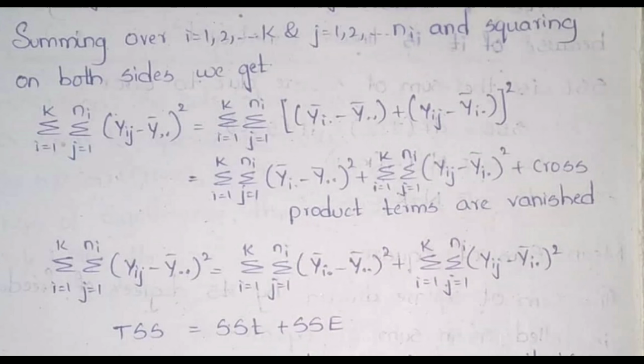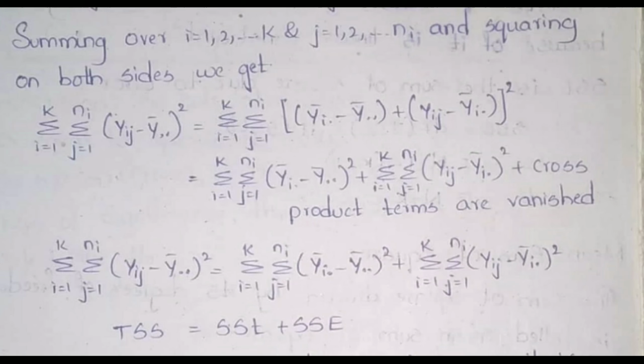So that means the product terms are zeros by using that concept. So here we take the cross product terms as 0, so we get that value. Double summation (yij minus y bar double dot) whole square equals double summation (y bar i dot minus y bar double dot) whole square plus double summation (yij minus y bar i dot) whole square. So simply we write that TSS equals SST plus SSE.